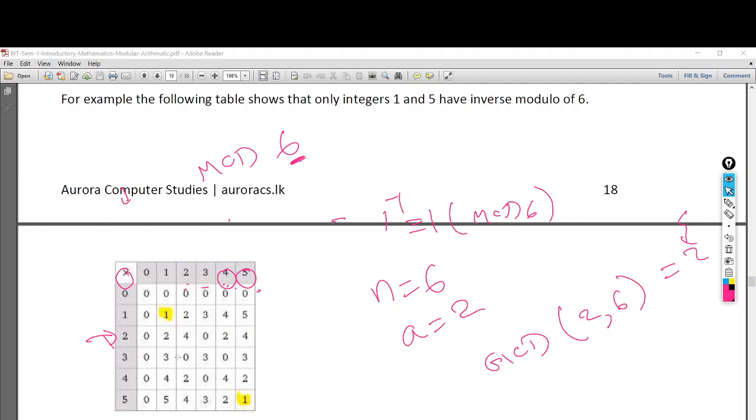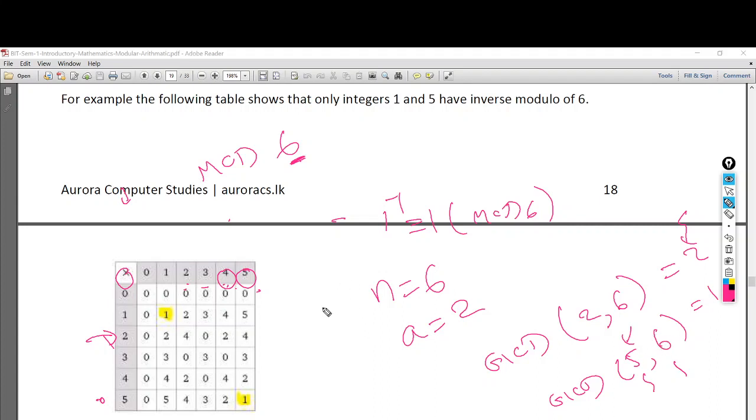But if you take something like 5, let's say the GCD of 5 and 6, where this is my a and this is my n, obviously that is 1. That means 5 has an inverse in mod 6.